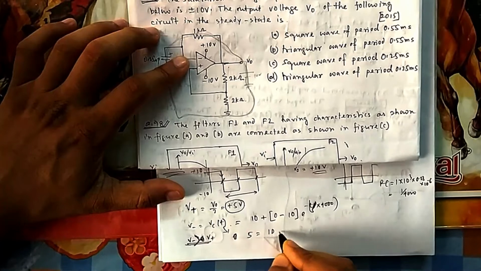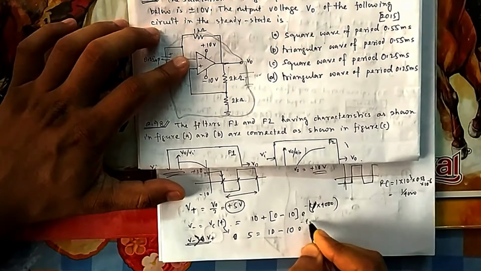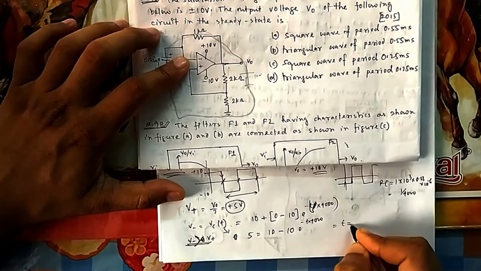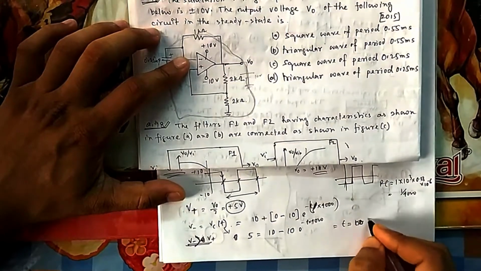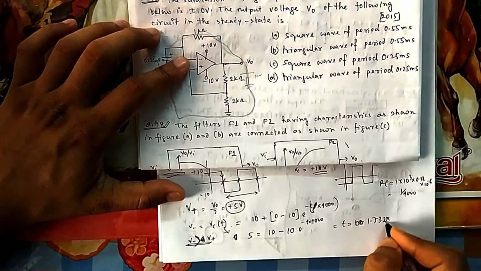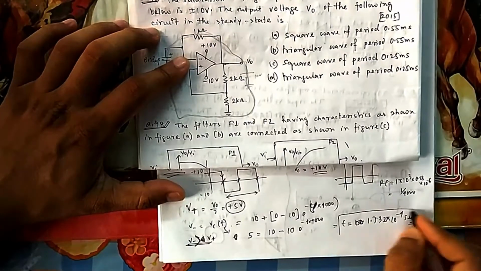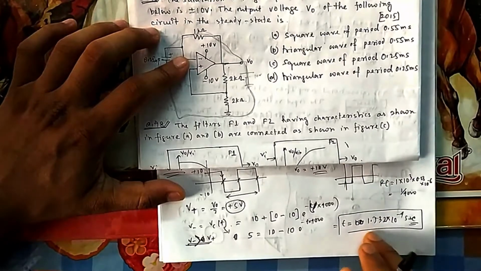So 10 minus 10 e to the power minus 4000 T. If you solve it, you will find that T equals 1.732 times 10 to the power minus 4 seconds. At this second, this is not the answer. At this second it will switch.